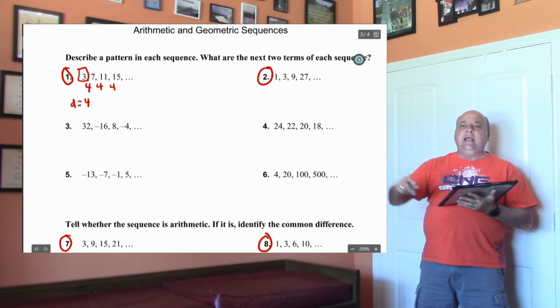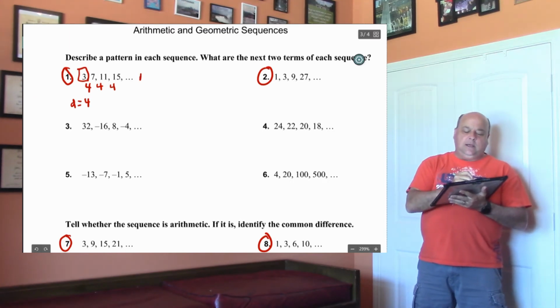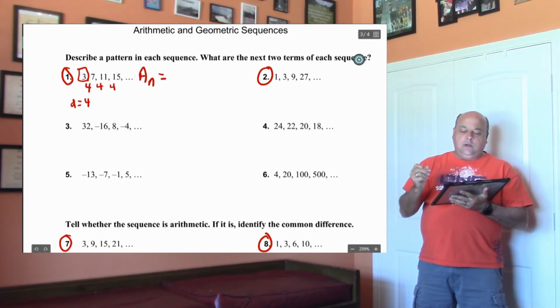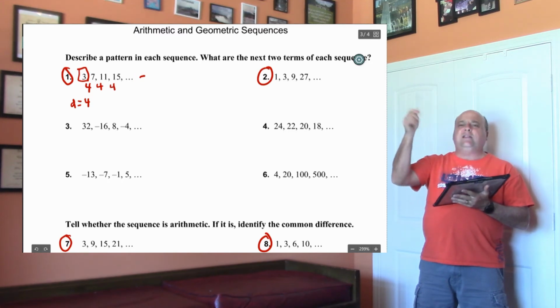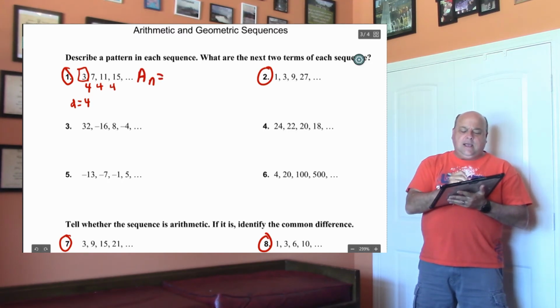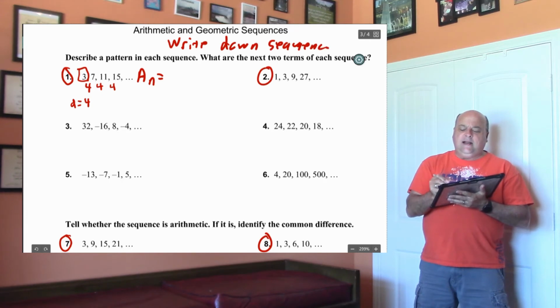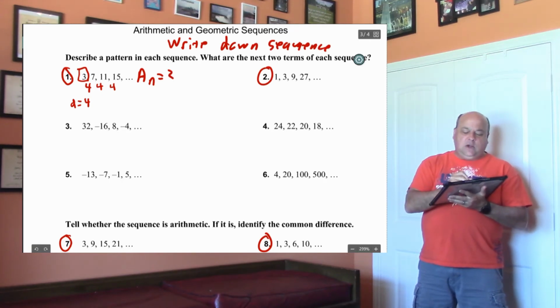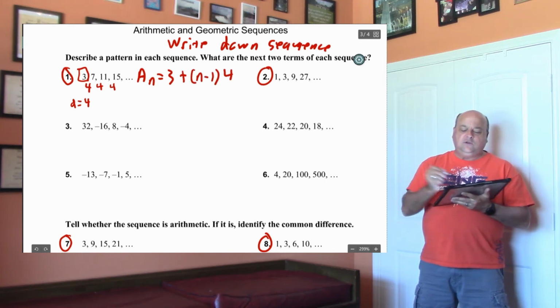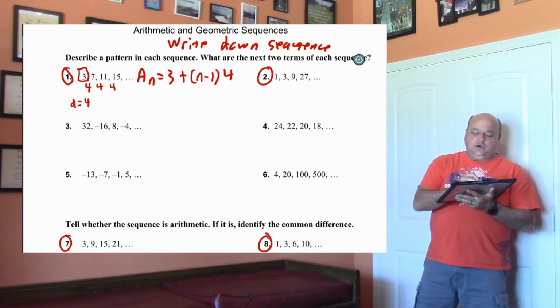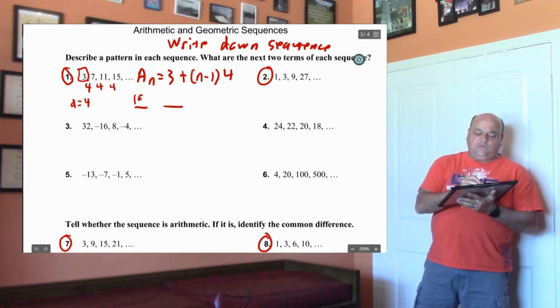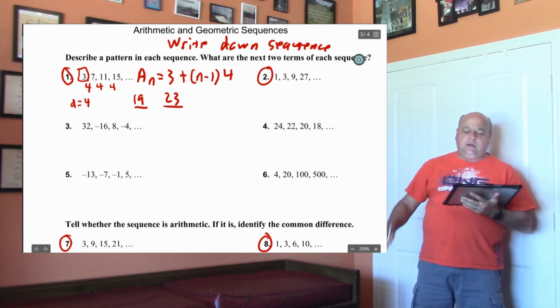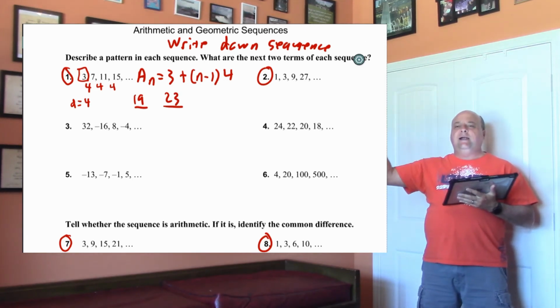My first term's 3. And you just got to keep these formulas down, okay? a to the n equals, or what are the next two terms? Let's write the pattern so you can get it down. Write down the formula, okay? So a to the n equals 3 plus the common difference is 4. So that's what you would write down, right? The next two terms, put two blanks. 15 plus 4 is 19, and 19 plus 4 is 23. So you're going to write down the formula, then write down the next two blanks.